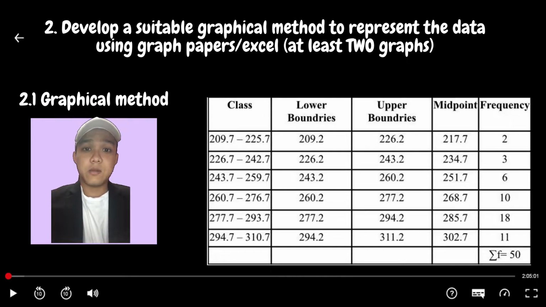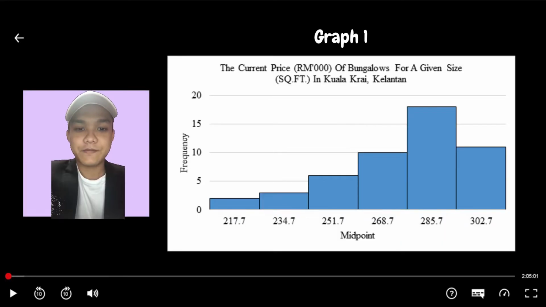For the graphical method, we construct a table which has class lower boundaries, upper boundaries, midpoint and frequency. So for the first graph, there will be 6 classes for each category. Based on graph 1, we can conclude that the highest frequency is 18 with a midpoint of 285.7, while the lowest frequency is 2 with a midpoint of 217.7.